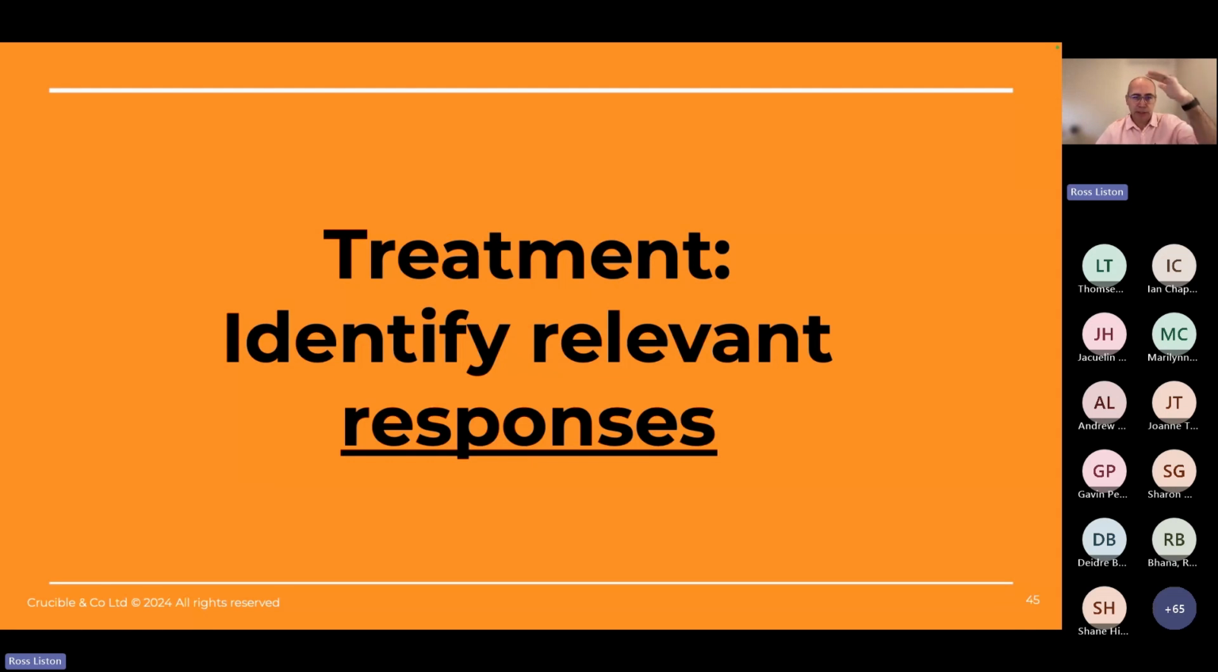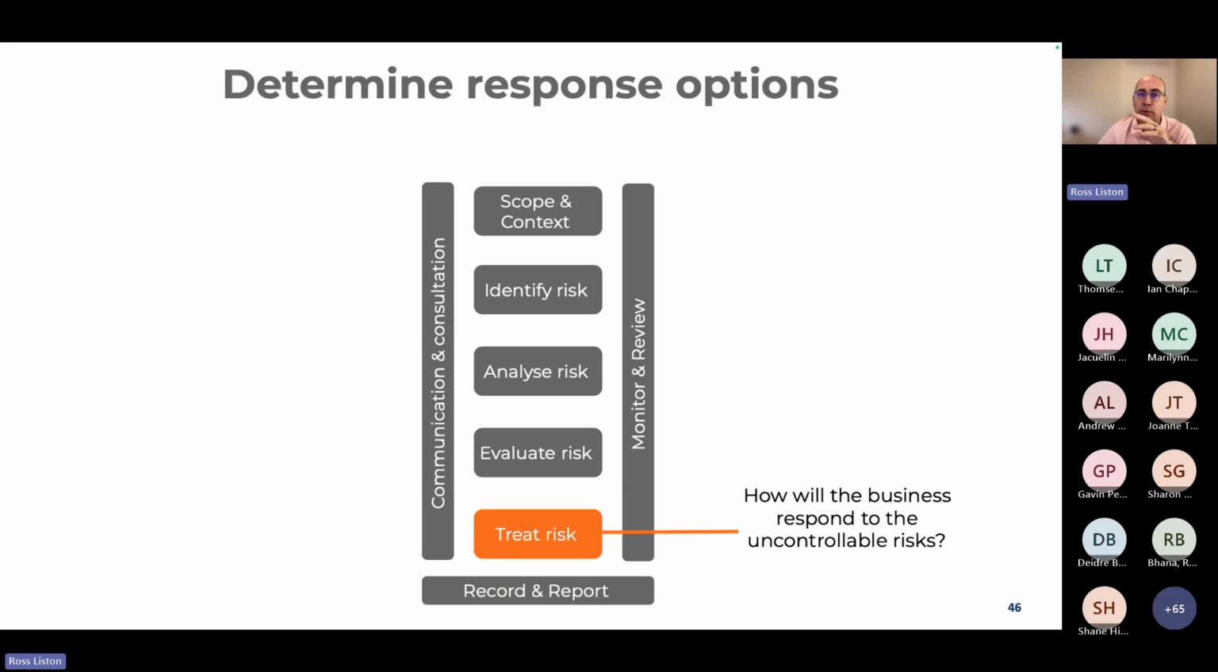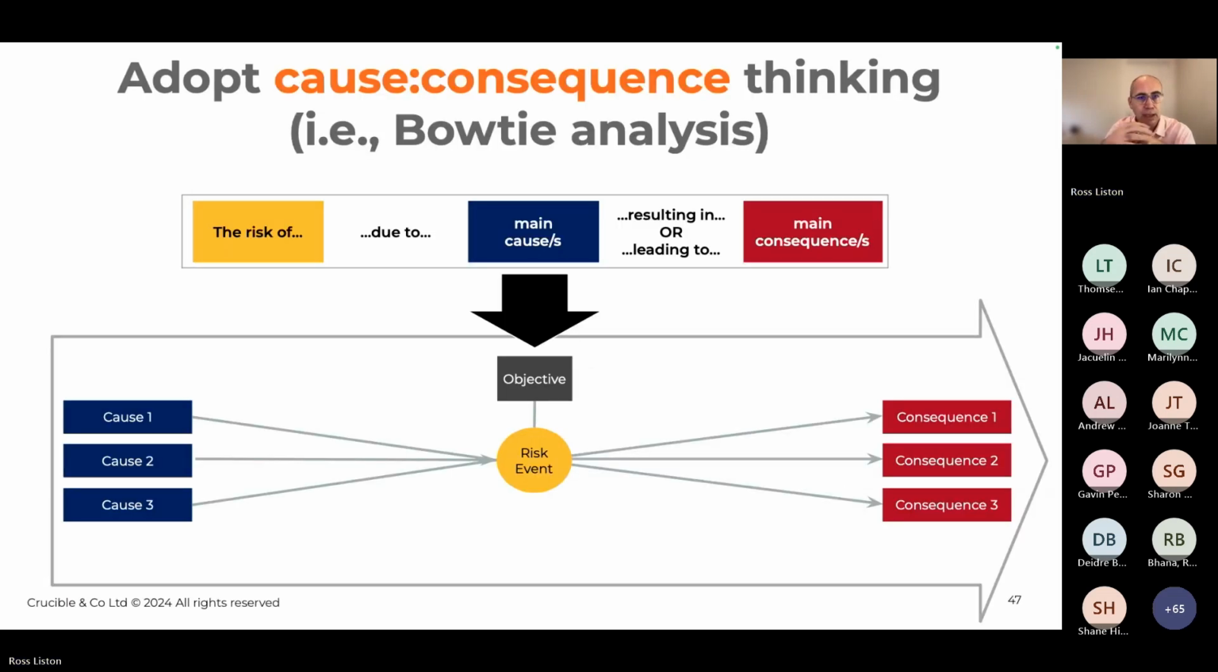When we move on to treatment, so we're making our way down that diagram, we've now got to identify the relevant responses. As I've mentioned, there's obviously controls where we're trying to stop things, but we're now getting to the realm of how do we respond to things? And so we need to ask the question, how do we respond to the uncontrollable risks that we face?